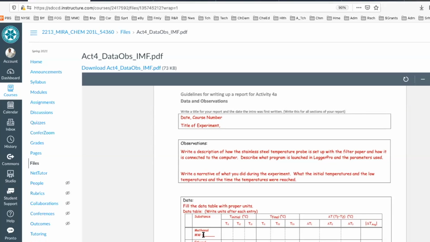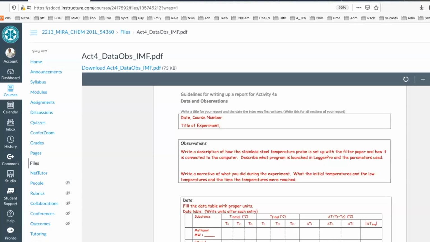Methanol, you guys need to know what the molecular weight is. Ethanol, molecular weight, you should also figure it out for propanol and butanol. But the data you are collecting is delta T1, initial 1, 2, 3, final 1, 2, 3, and then the delta 1, 2, 3, and then you want to take the average. This is the first trial, second trial, third trial, and take the average. And you want to do it for methanol and ethanol.